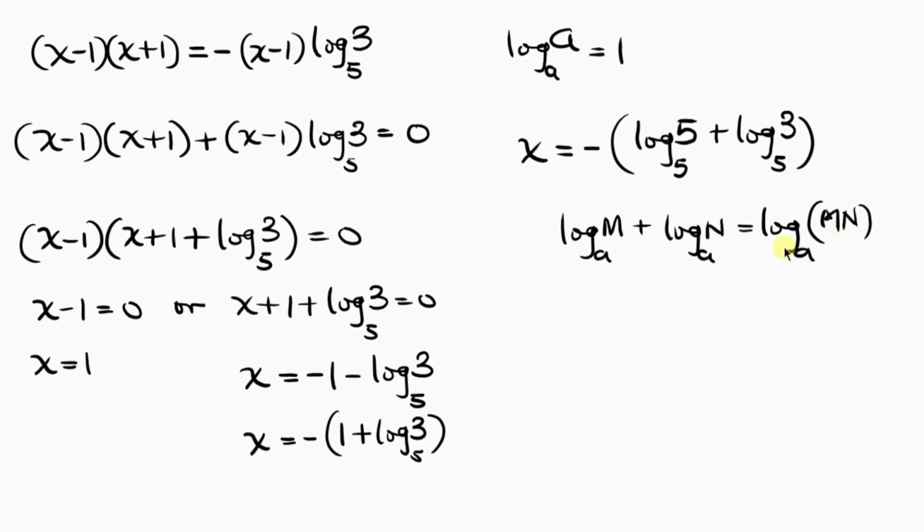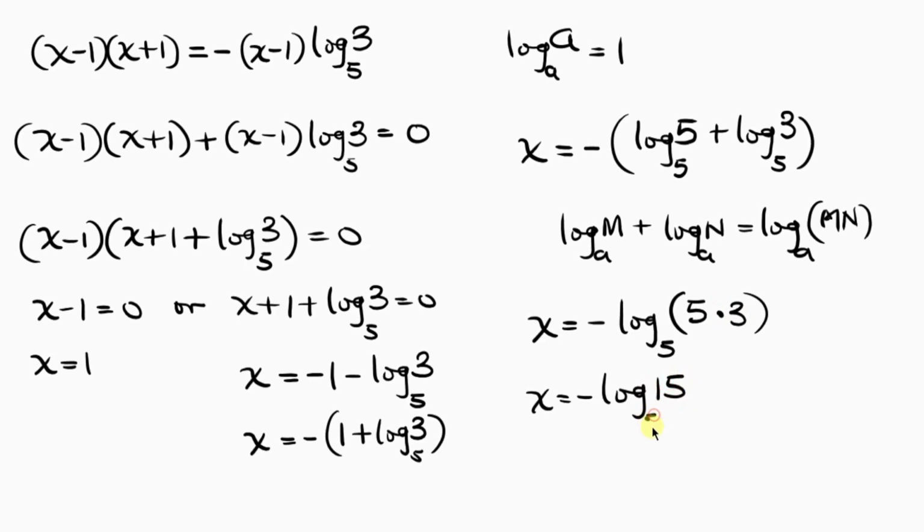So I'm going to be applying this here. So I have a log that is common, log of base 5. So I'm going to be factoring that out. So I have negative here already. So factor out log of base 5. And remember, I'll be multiplying the numbers because I have plus here. So this becomes 5 times 3. And this expression becomes negative log 5 times 3, that's 15, base 5.